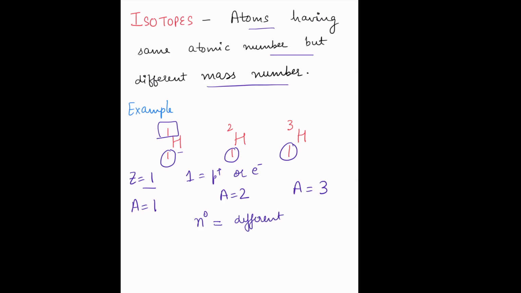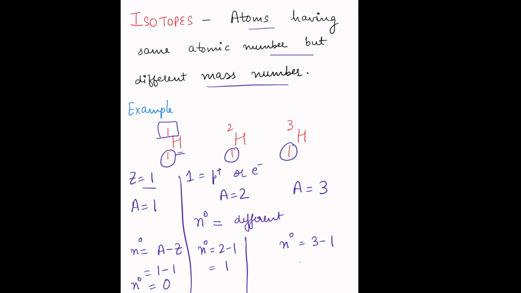So in the first case, the number of neutrons will again be A minus the atomic number, which is 1 minus 1, 0. That's why the hydrogen, which is present in abundance, doesn't have any neutron. In the second case, the number of neutrons will be equal to 1, while in the third case, the number of neutrons will be equal to 2. So these are the basic distinctions between different isotopes.